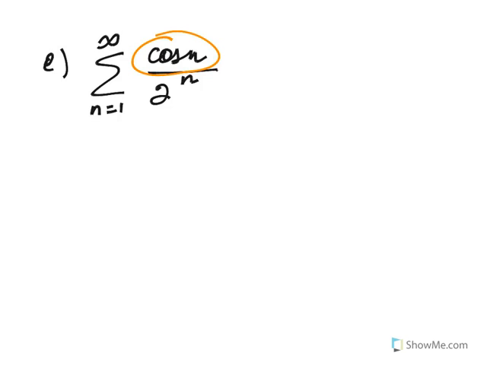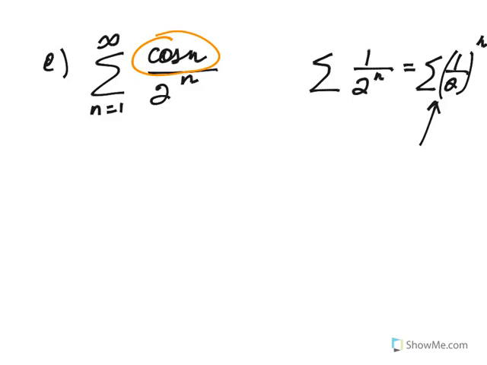Now let's see what happens to 2 to the power of n, and that's what you want to compare it to. 1 over 2 to the power of n, or you can rewrite it as 1 over 2, the whole thing to the power of n. Okay, another geometric series. And this one, since the ratio is 1/2, it converges. Now let's see, since cosine is running between -1 and 1, but then you divide by 2 to the power of n, this whole fraction has to be smaller than 1 over 2 to the power of n.